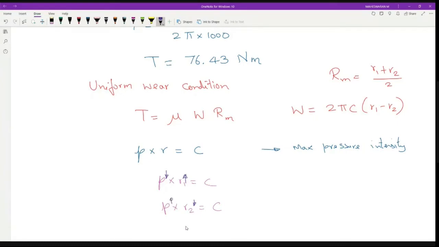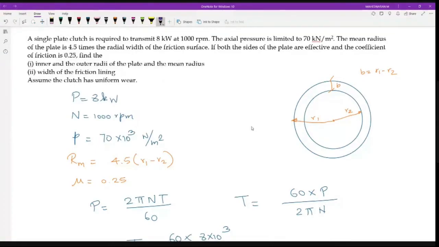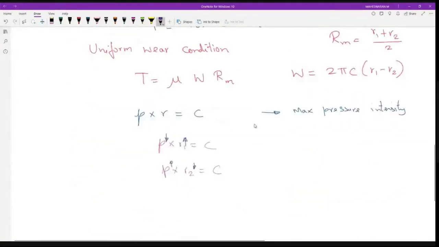I am writing this in terms of radius because R1 is what we call the outer radius. So which means R1 value is higher. So whatever P I am getting here will be the minimum pressure. This will be a minimum pressure, right? So R2 is the inner radius. So in this only we have maximum pressure, right?